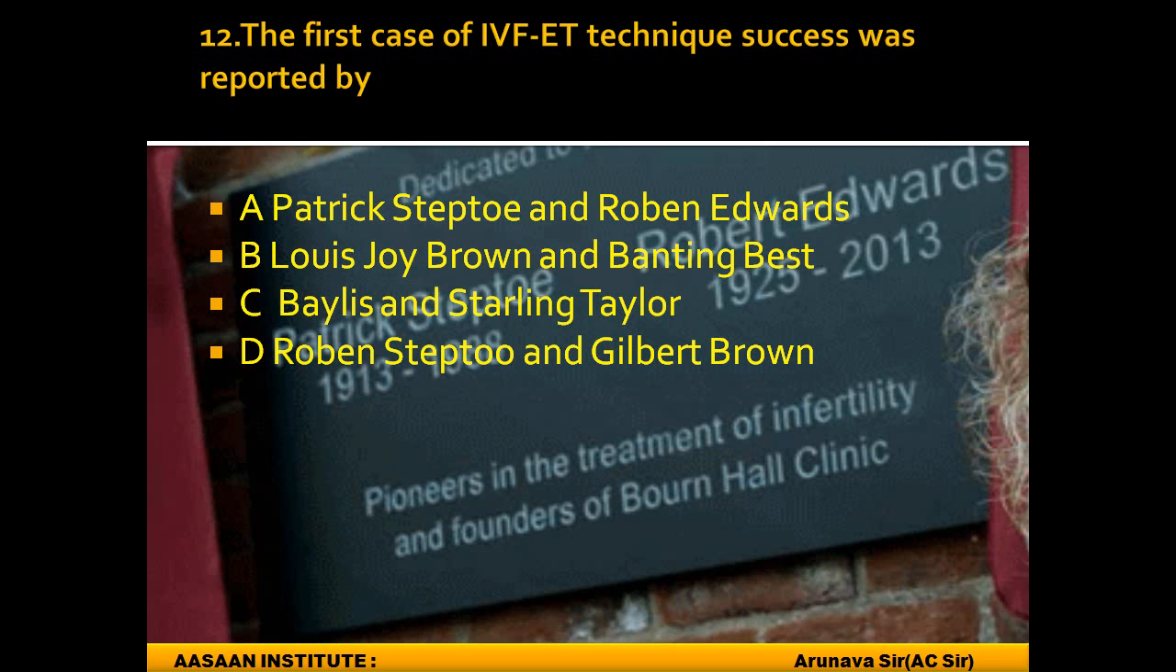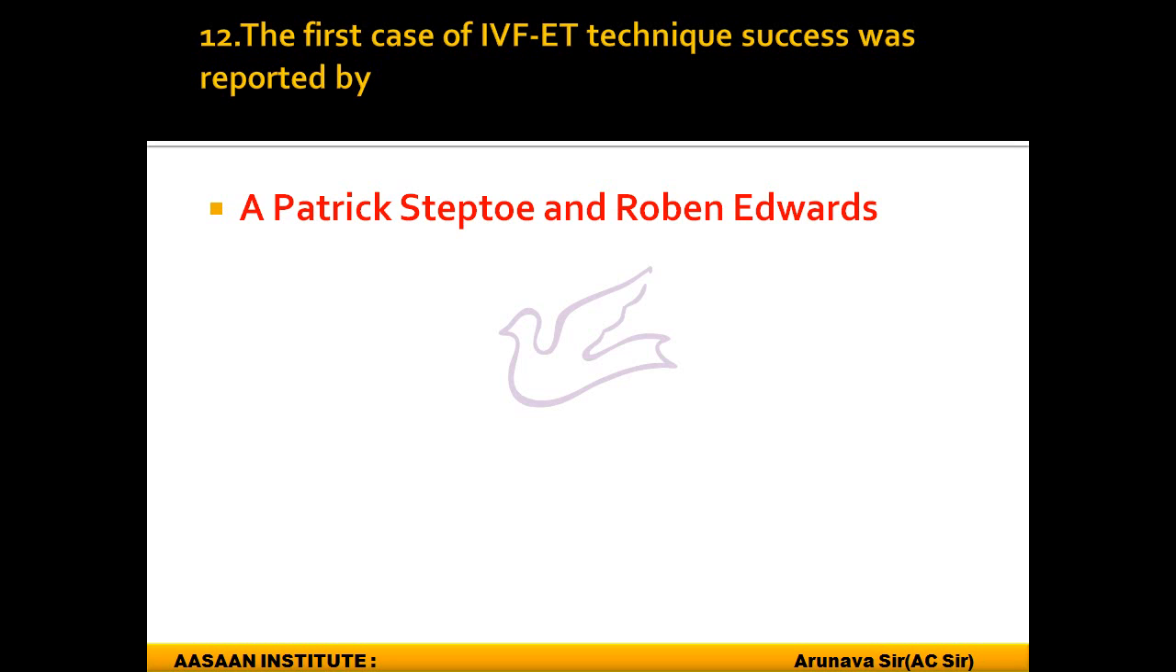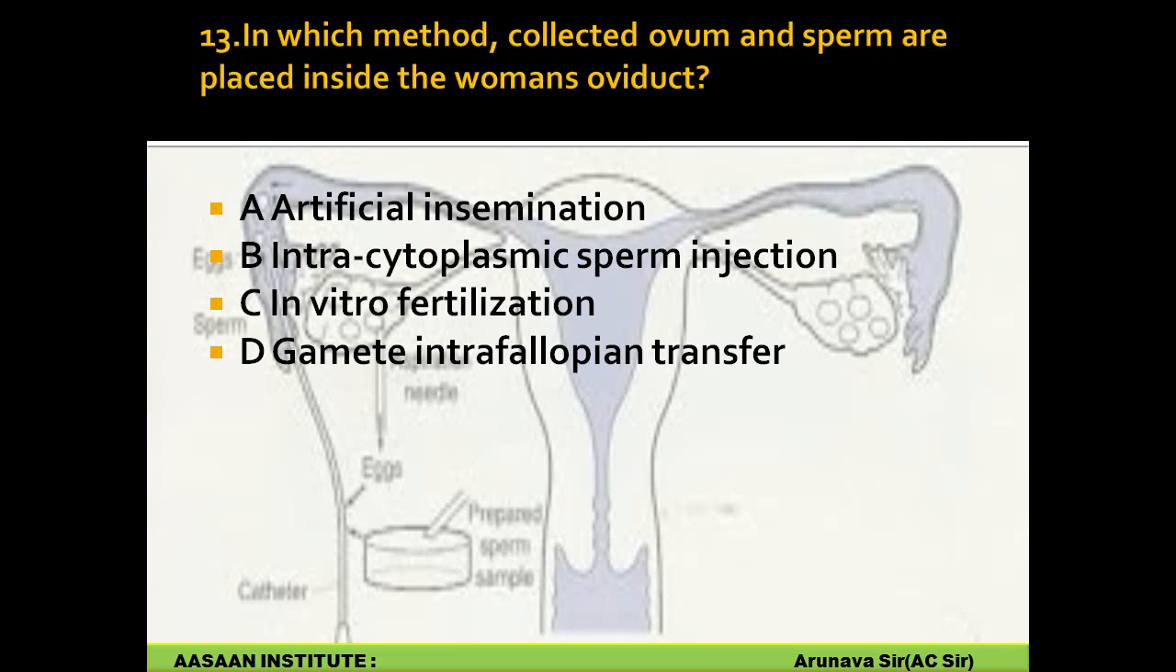The first case of IVF and embryo transfer technique success was reported by two famous scientists, Patrick Steptoe and Robert Edwards, the most famous scientists for the treatment of infertility, and both scientists first gave the IVF and ET techniques. So option A is the right option for question number 12. Now go to question number 13.